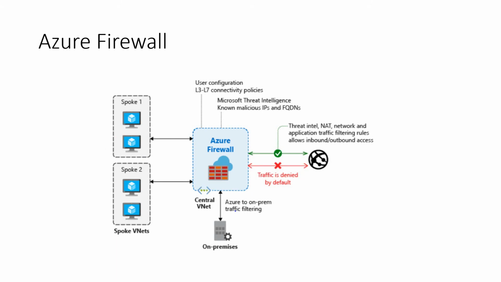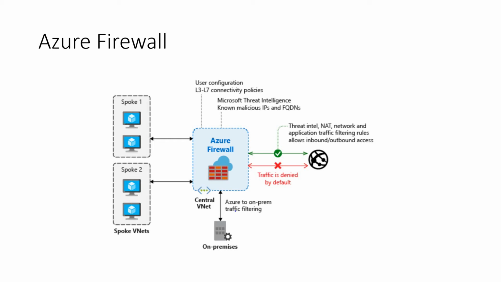So in this figure, it's a particular implementation of Azure Firewall Service. It is a platform as a service which is given by Azure, and it helps you to control your network from a layer 3 and layer 7 perspective.